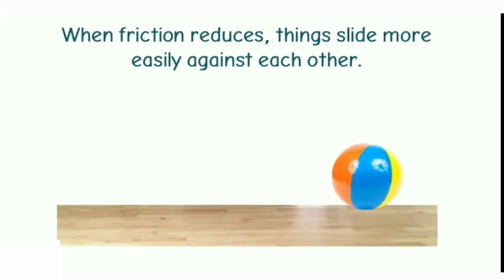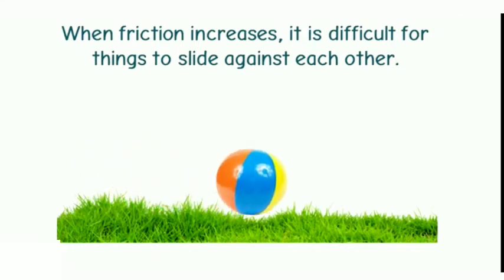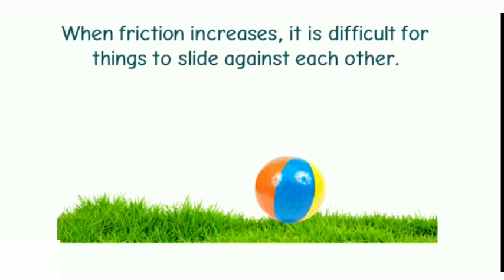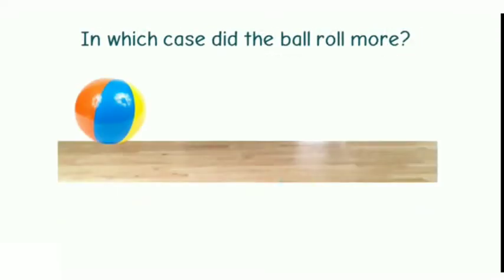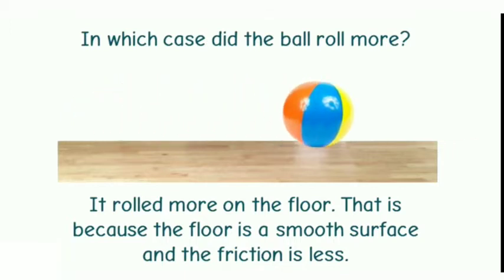See this one? When friction increases, it is difficult for things to slide against each other. See here. In which case did the ball roll more? It rolled more on the floor. That is because the floor is a smooth surface and the friction is less.